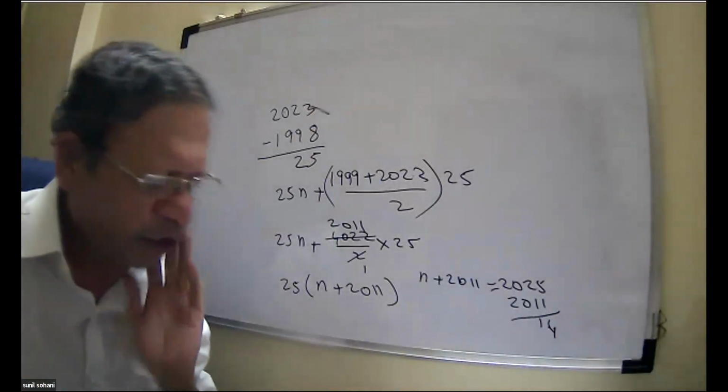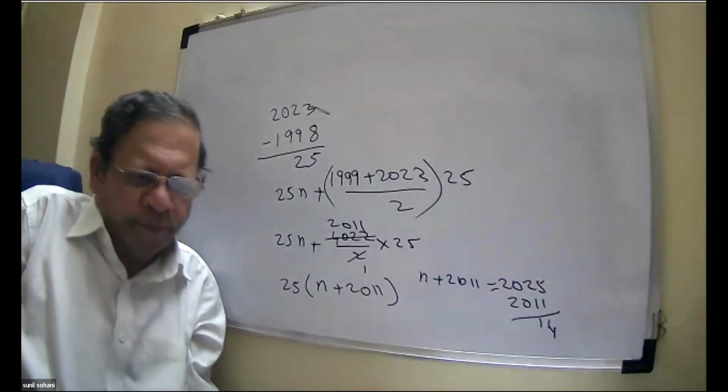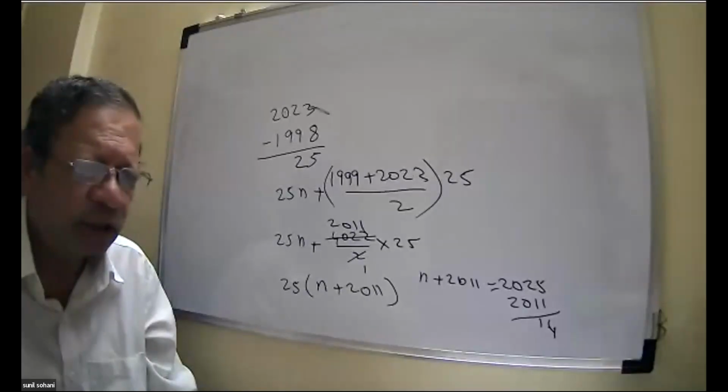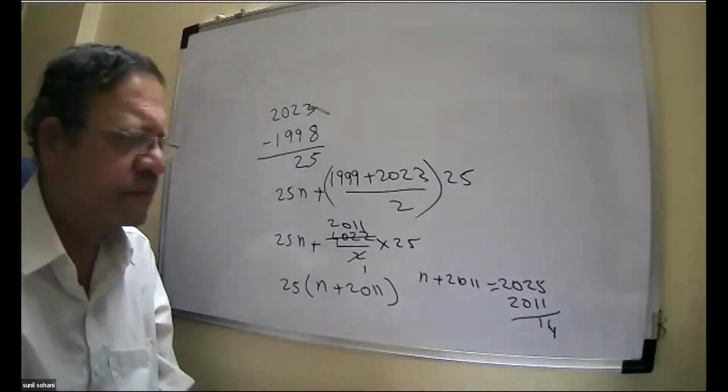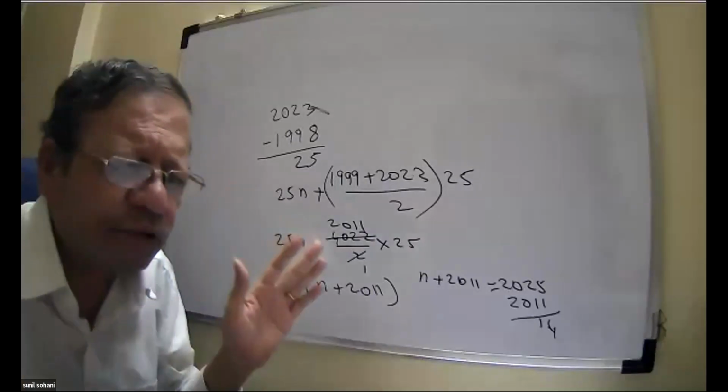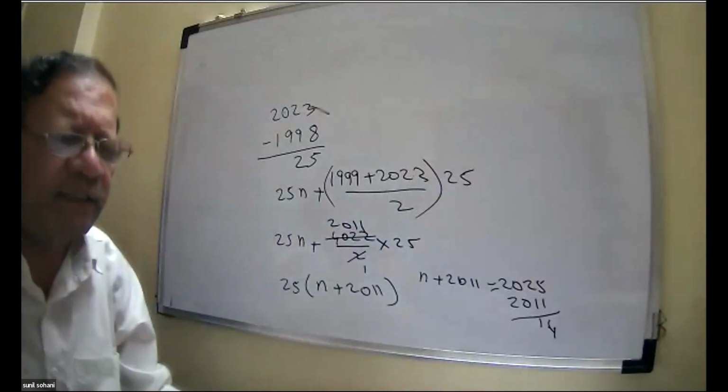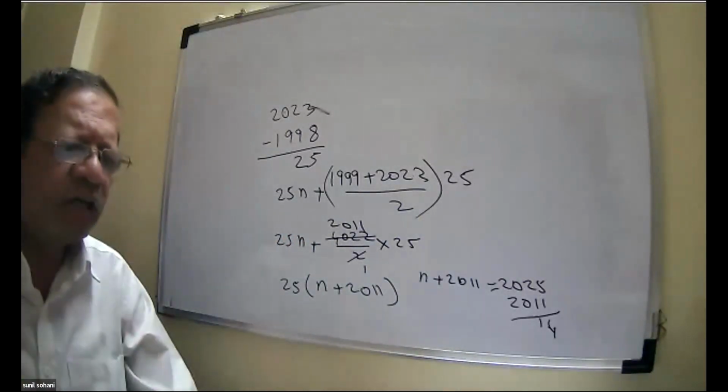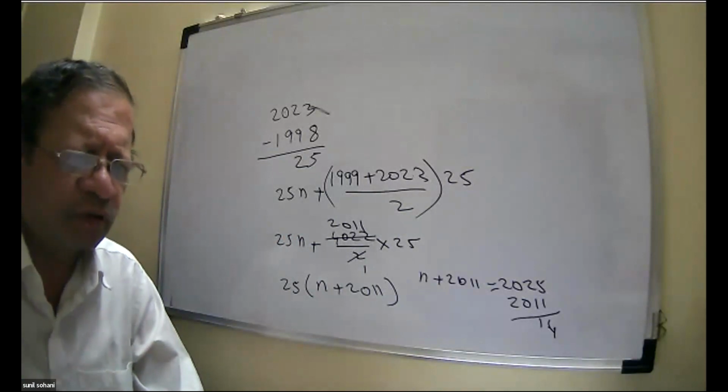This was very easy, I mean, from the calculation point of view. So this was question number 30. Sir, how did you get the second step, 25 and plus 1999 plus 2023? Basically, we have to count all the numbers from 1999 till 2023. If you start counting, there are 25 numbers involved.